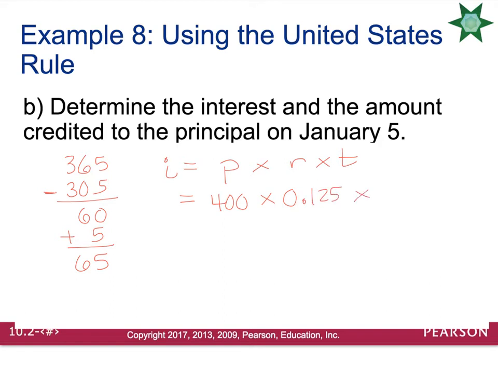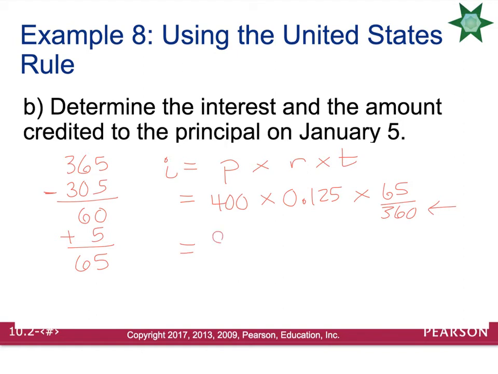And she's had the loan for 65 days. So we're going to take 65 divided by 360. We're always going to make the year out of 360. Weird, I know. So we're going to do our multiplication. 400 times 0.125 times 65 over 360.